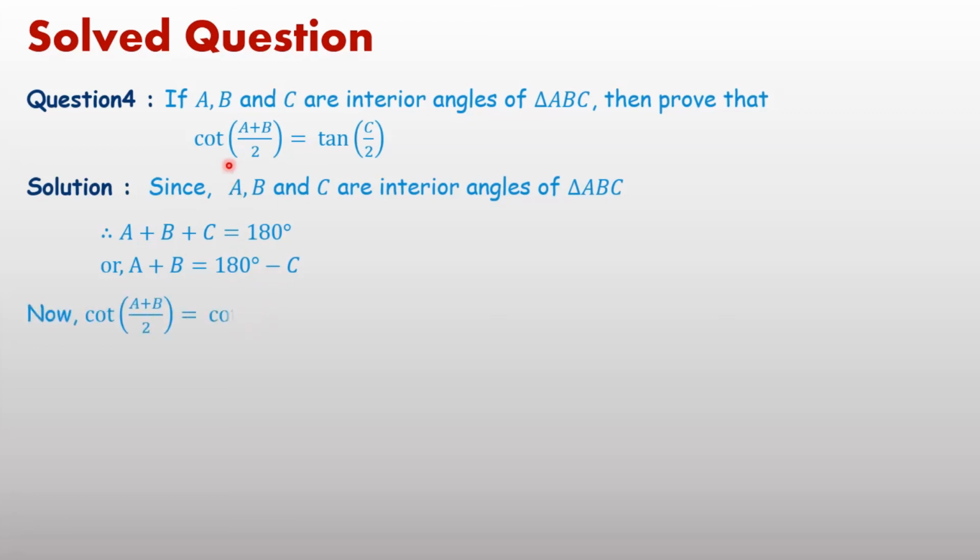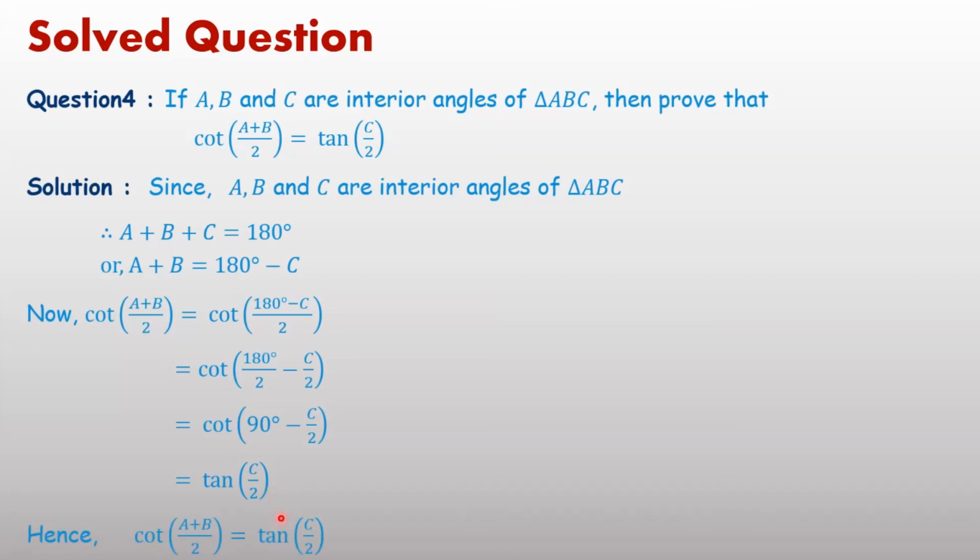Now take the LHS. LHS means cot((A plus B) by 2). In place of A plus B write 180 minus C, which gives cot((180 minus C) by 2), meaning 180 by 2 minus C by 2. 180 by 2 equals 90 degrees, so it is cot(90 minus C by 2). Then use the identity cot(90 minus theta) equals tan theta. In place of theta, C by 2 is written. Therefore cot(90 minus C by 2) equals tan(C by 2). Hence the result: cot((A plus B) by 2) equals tan(C by 2).